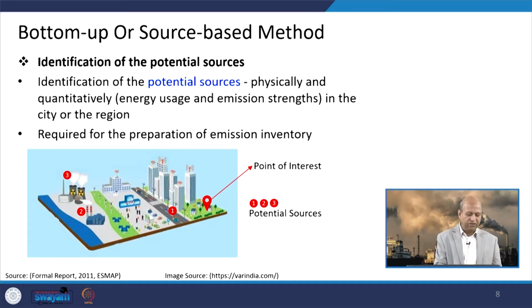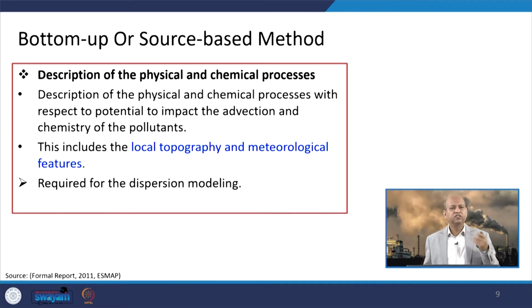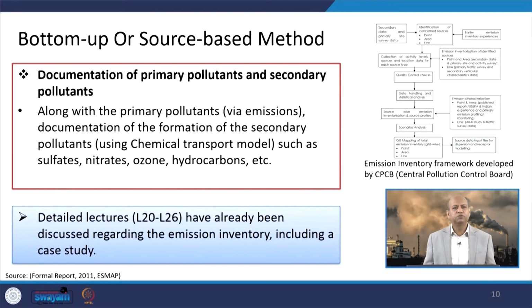So, we have to identify different sources, like power plants, industries, and then particular roadways or the transportation sector. We have to first identify these dominating or potential sources of the pollutants. Then we need to describe their physical and chemical processes, which contribute to primary or secondary pollutants. Plus we have to look into local and regional meteorological parameters, whether wind speed or temperature, because they will be used for dispersion modeling.